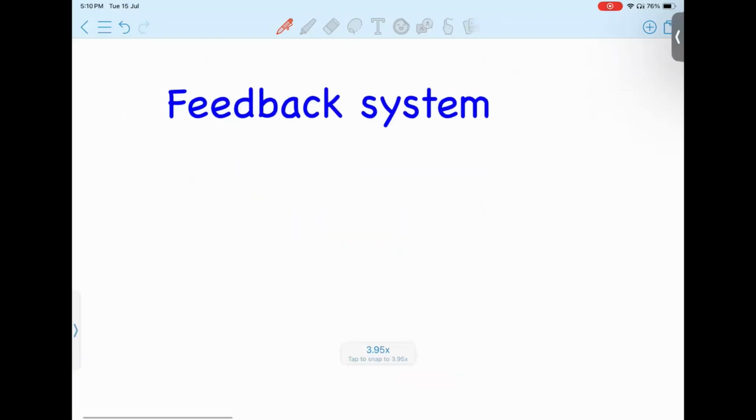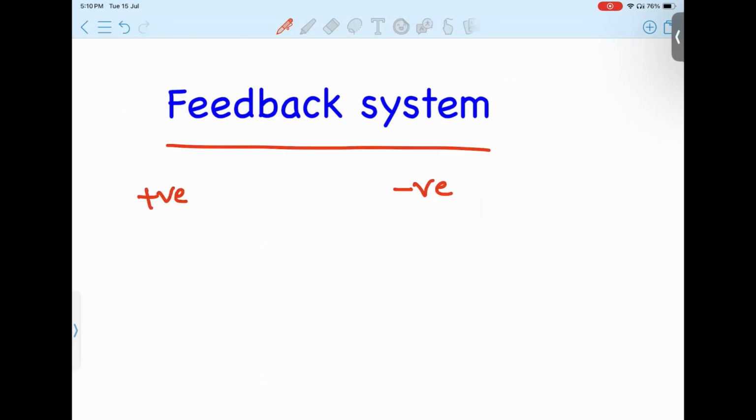And let's start. The first topic is the feedback mechanism. We have two types of feedback mechanism: one is the positive feedback mechanism and another one is the negative feedback mechanism. And another type is also there, that is the feed forward mechanism. But let's understand what the positive and negative feedback mechanisms are.